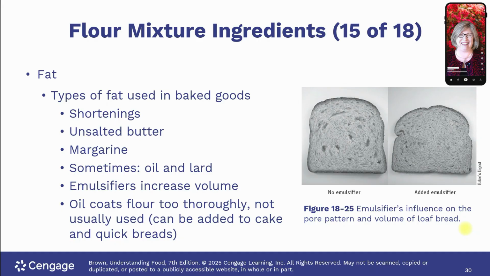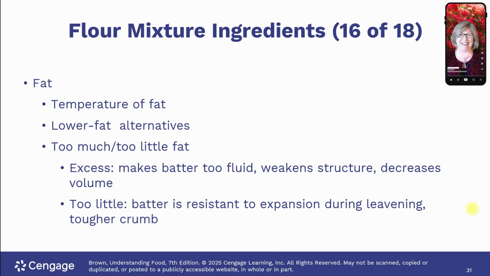Figure 18-25 shows the emulsifier's influence on the pour pattern and volume of loaf bread. That's also called the crumb. So what you see here, if there's no emulsifier, you will have a less consistent crumb. Other things to consider when using fat as an ingredient would be the temperature of the fat. In biscuits, for instance, if you were to use shortening, you want it to still be solid, and then you use cutting actions to cut it into the flour.